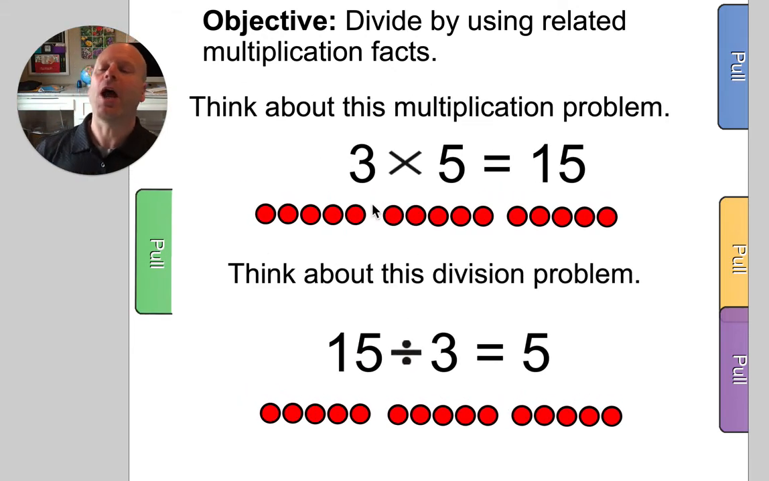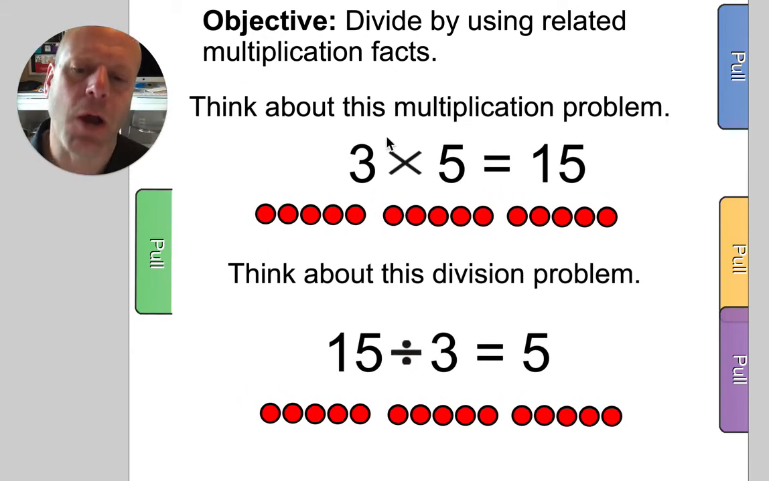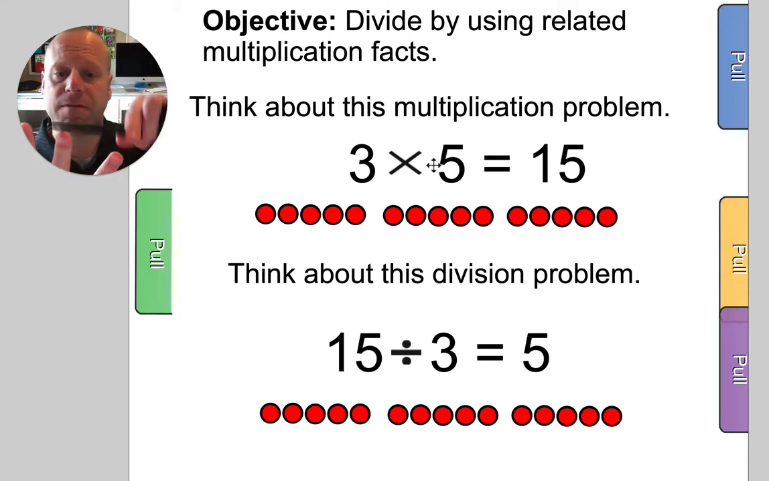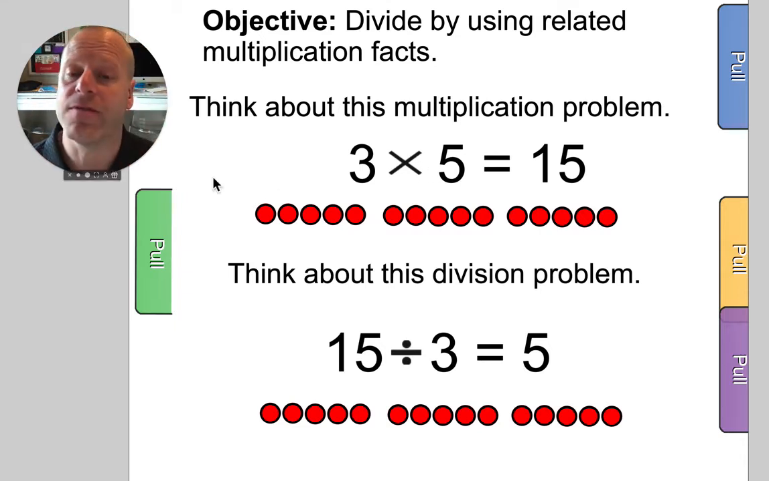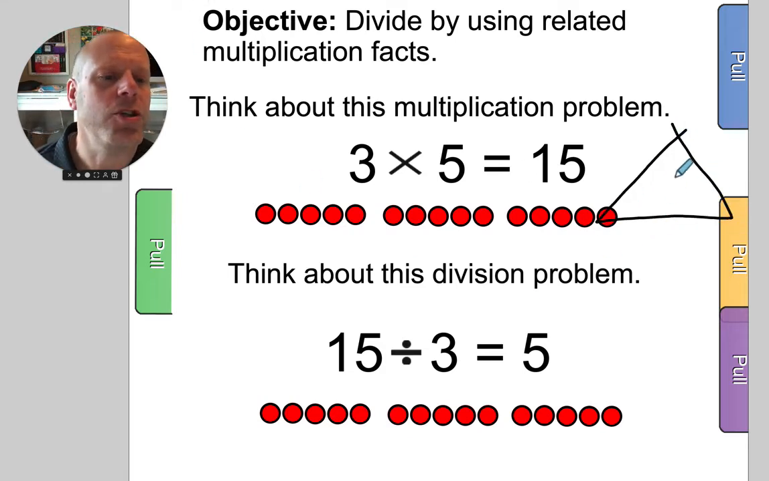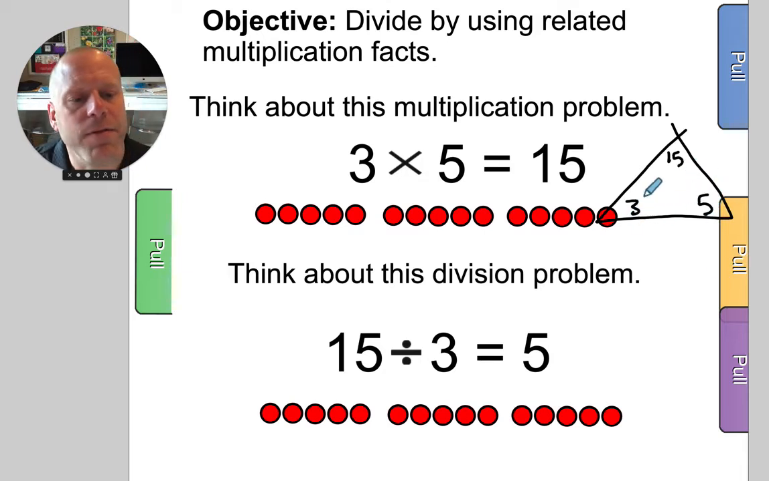So this is what I want you to think about today. I want you to think that 3 5s, remember how we learned that? 5, 10, 15. 3 5s are 15, right? And you could go the other way and you could say 5 3s. 3, 6, 9, 12, 15. So 3 5s are 15 and 5 3s are 15. And I could take what I know about that and I could show it in a little fact family right here.